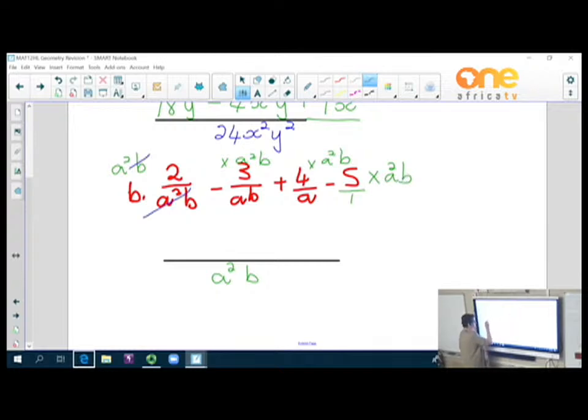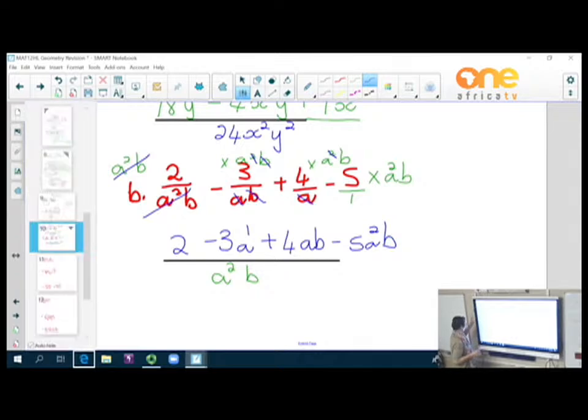So this one will cancel out totally. There's a 2. Here the b will cancel out, the 1a will cancel out, so minus 3a to the power of 1. Here the 1a will cancel out, so it is plus 4ab. And this one will then be minus 5a squared b. Again, there's no like terms. That is my answer. I don't need to simplify anything further.